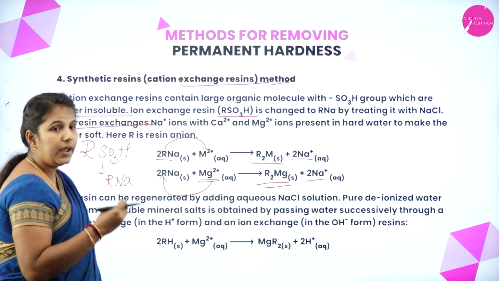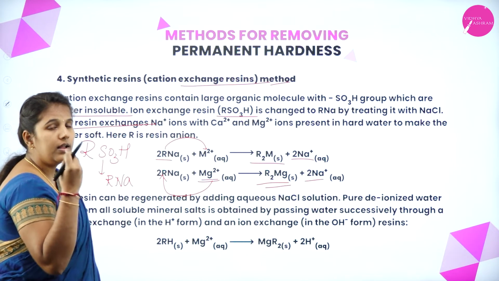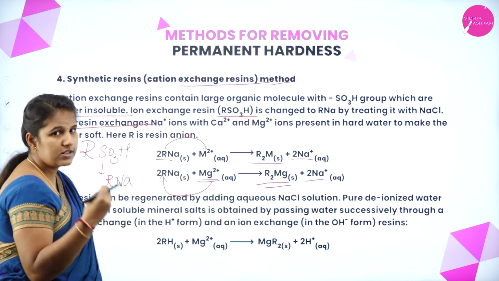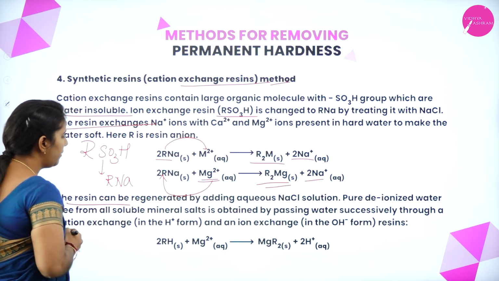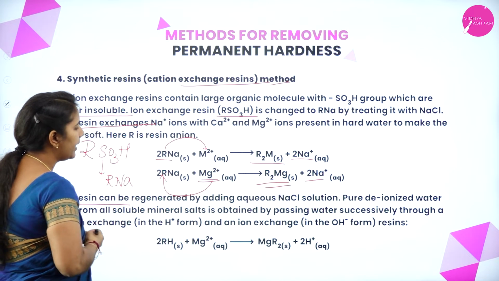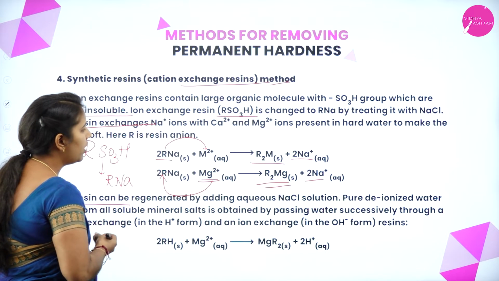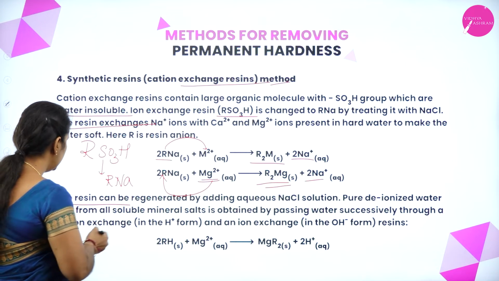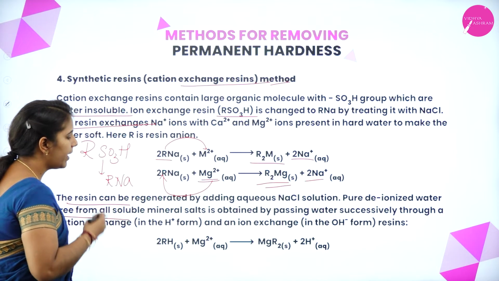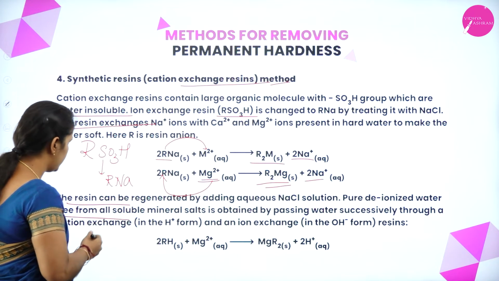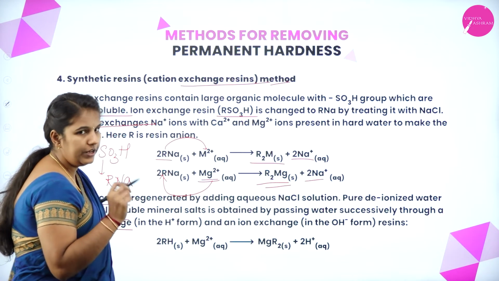This shows that by using cation exchange resin, we can remove the hardness of the water which is caused by calcium and magnesium ions. The resin can be regenerated by adding aqueous sodium chloride solution. The pure deionized water, free from all soluble mineral salts, is obtained by passing water successively through the cation exchange and anion exchange resin.